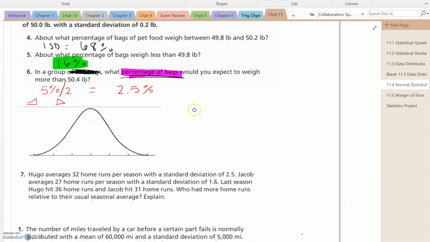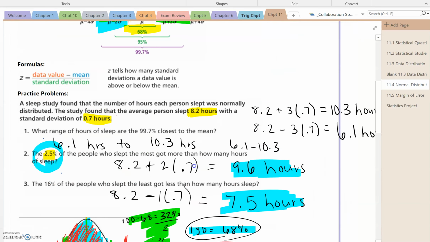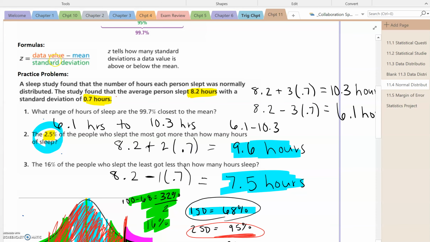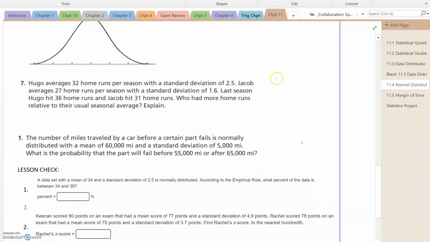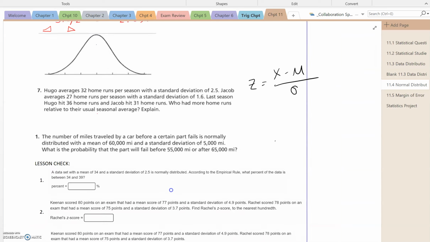we would use z-scores. So way up here is our formula for z-scores. Z is the data value minus the mean all over the standard deviation. So z equals our x value minus our mean, that's our symbol for mean, over standard deviation, which looks like this. Those are our symbols. So if we're trying to find the z-score for Hugo, I'm going to just write this off to the side because I don't feel like there's enough room here.